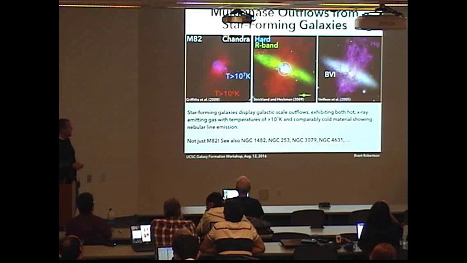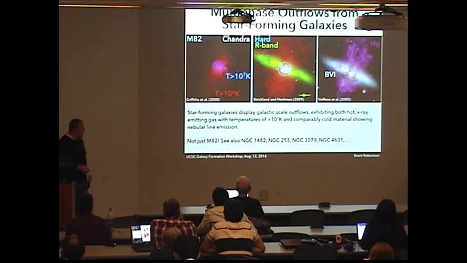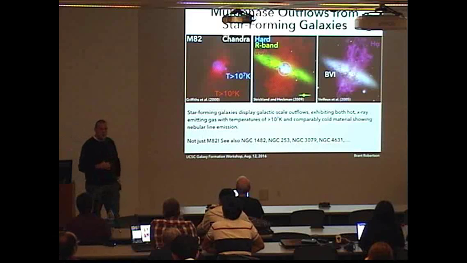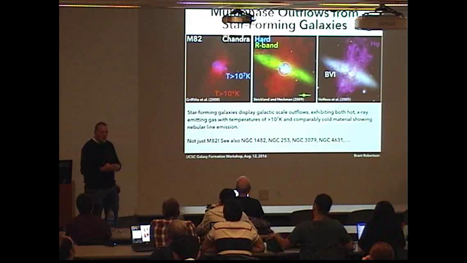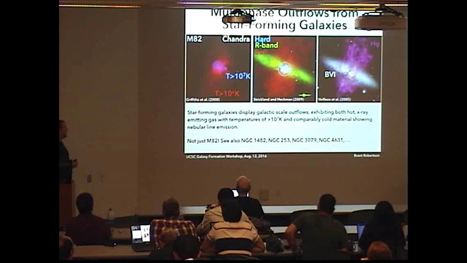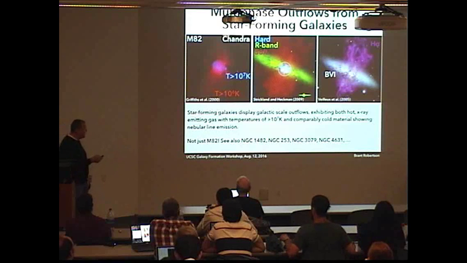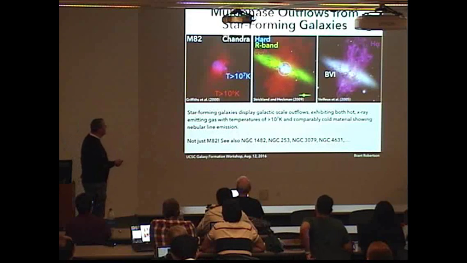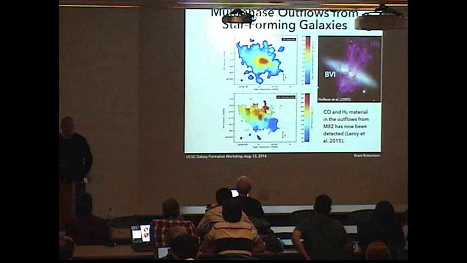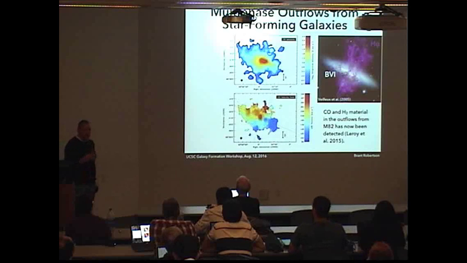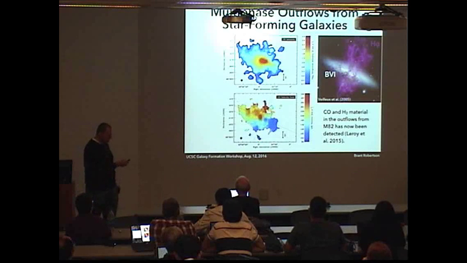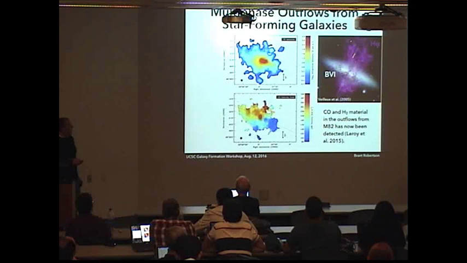So, star-forming galaxies, and not just M82, but many other galaxies exhibit this outflow. There's hot X-ray emitting gas. There's colder nebular line emitting gas. How did all of this material get there? And then now we have even more interesting observations from the ground, looking at CO and H2 material quite far out, moving at large velocities away from M82. This is work by Adam Leroy. So, how do we get this gas out here?